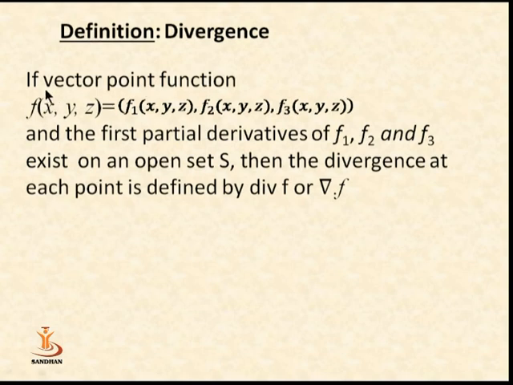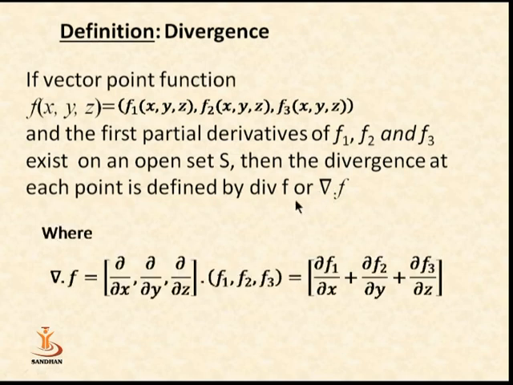First, if we have a vector point function f(x, y, z) = (f1(x, y, z), f2(x, y, z), f3(x, y, z)), and the first partial derivatives of f1, f2, f3 exist on an open set S, then the divergence at each point is defined by div f or del dot f. Here the dot is an important part of mathematics. The del dot f means the dot product.